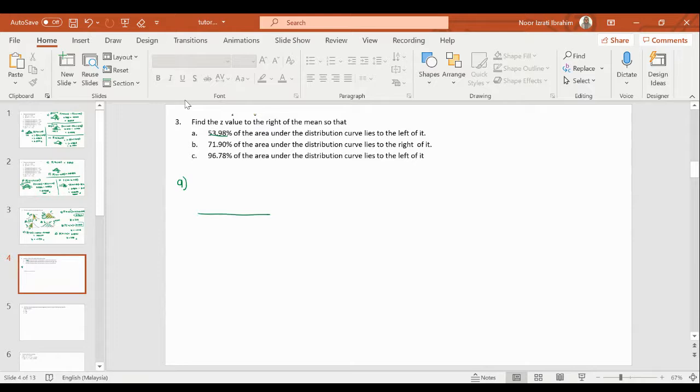So if I draw the curve, the region of 53.98 lie on the left of it will be this side, which is 0.5398, and we want to find the z here. So we can find directly from the table. We know that probability when z less than z equals to 0.5398. That will give us z equals to 0.10.